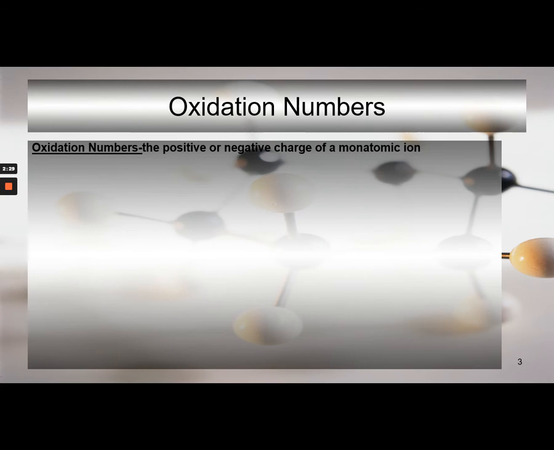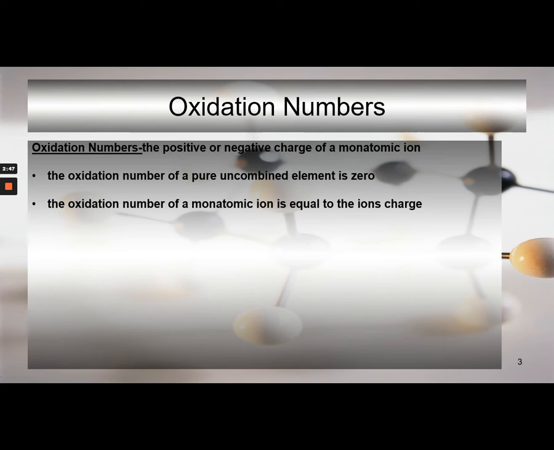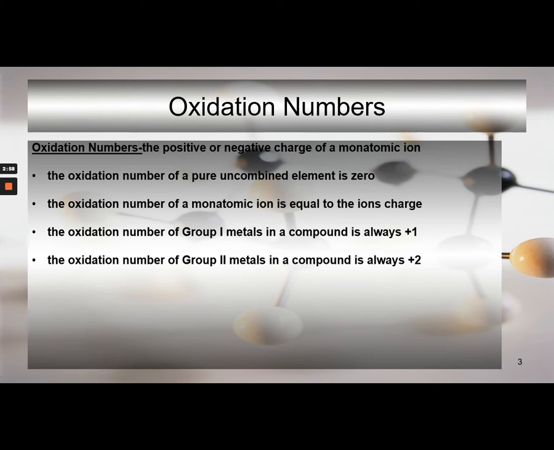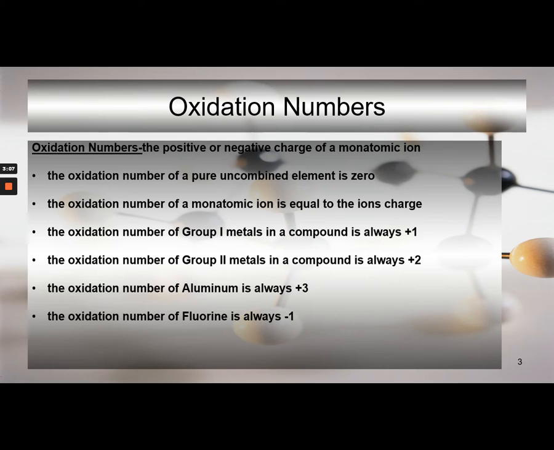Some general rules of oxidation numbers that we're going to go with for now and revisit again later are: these are the positive or negative charge on a monoatomic ion. The number on a pure uncombined element is 0. The oxidation number on a monoatomic ion is equal to the ion's charge. The oxidation number of group 1 metals in a compound is always plus 1. The oxidation number of group 2 metals in a compound is always plus 2. The oxidation number of aluminum is always plus 3. The oxidation number of fluorine is always negative 1.